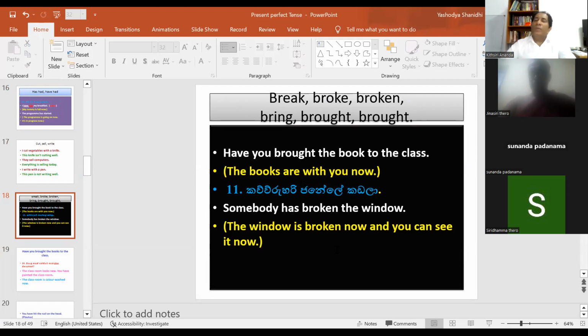Now somebody has broken the window. Simply looking at the broken window, you can say, oh, somebody has broken the window. The window is broken right now. You can see the result. The action is breaking, it is finished. You don't know when it happened even. But you can notice the result.